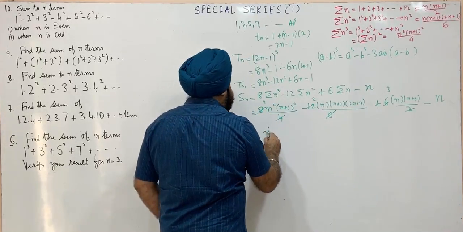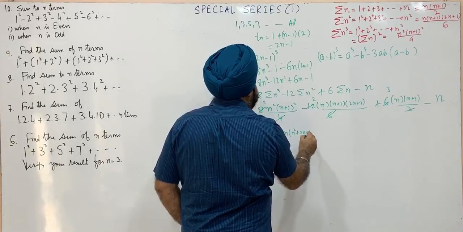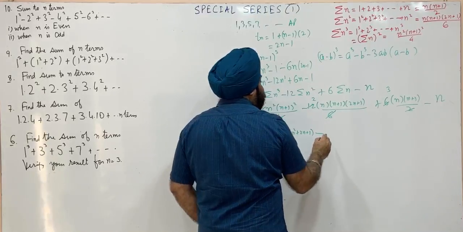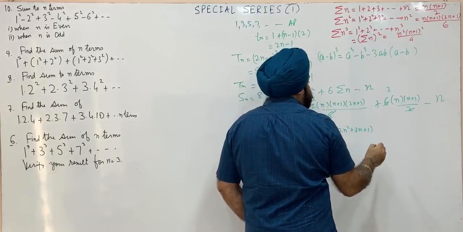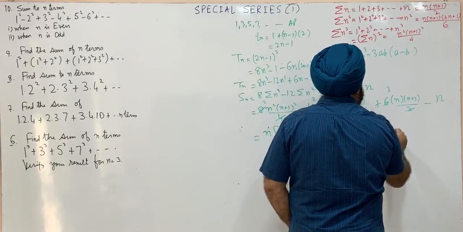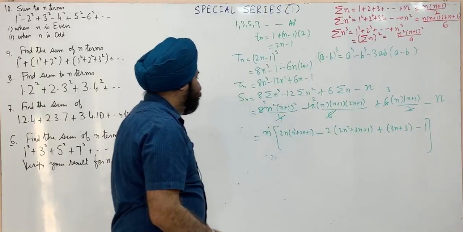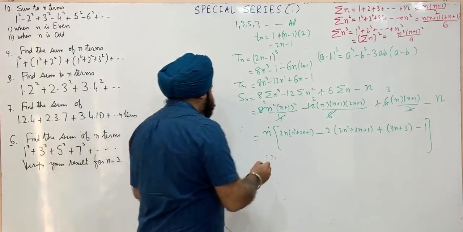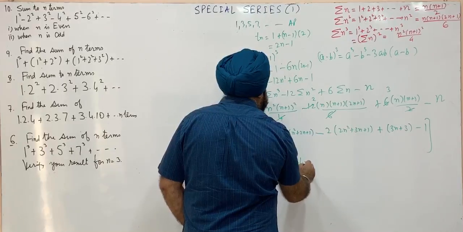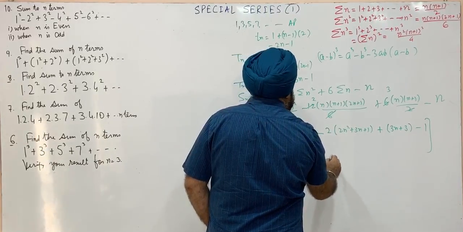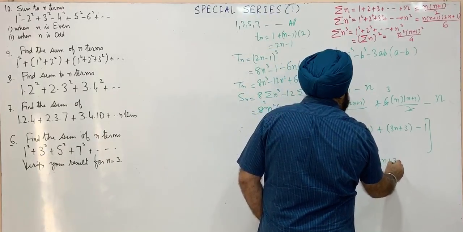We can take n common. This is 2n into n plus 1 whole square minus this is 2 into 2n square plus 3n plus 1, and this is plus, it's 3n plus 3, and this is minus 1. We have taken n common. So this simplifies to n into this is 2n cube plus 4n square plus 2n minus 4n square minus 6n minus 2 plus 3n plus 3 minus 1.